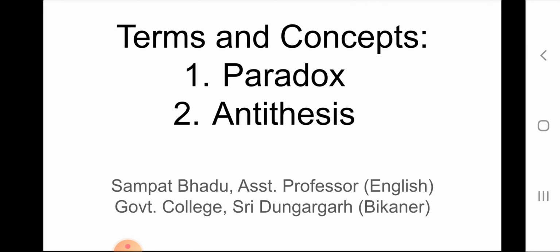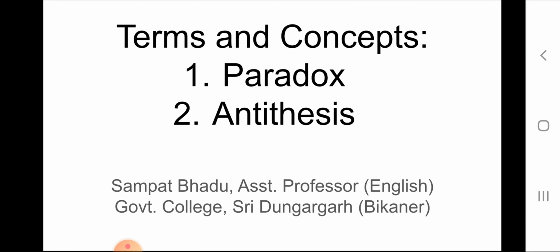Today we are going to take up the terms and concepts for BA Part 3 in English Literature. In this series of lectures, we are going to take up two literary terms or concepts. First is paradox, and second is antithesis. Both of them are quite similar, but there is a striking difference between the two.